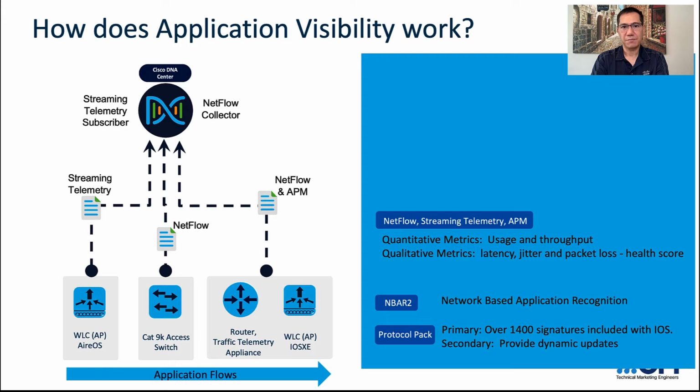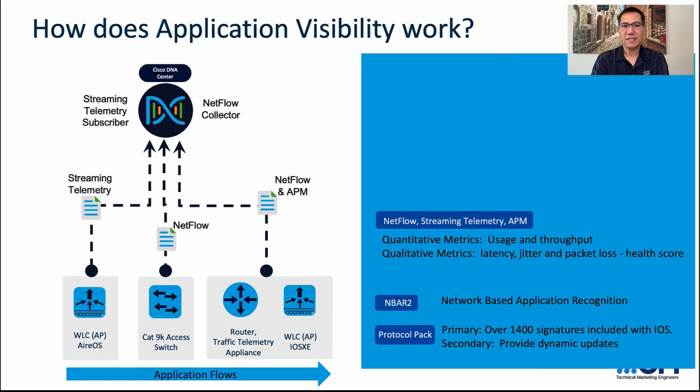NetFlow with APM is essentially NetFlow with additional application performance monitoring capabilities, such as media monitoring and ART, or application response time. In addition to quantitative metrics, it can provide qualitative data of application performance, such as packet loss, jitter, and latency. Note that APM only applies to TCP and RTP traffic.